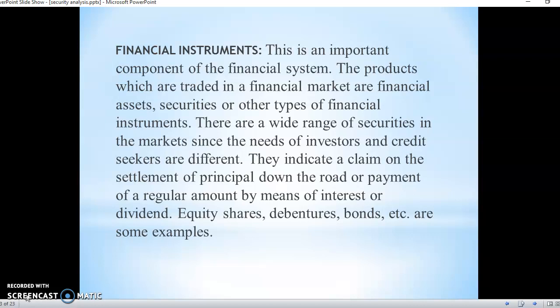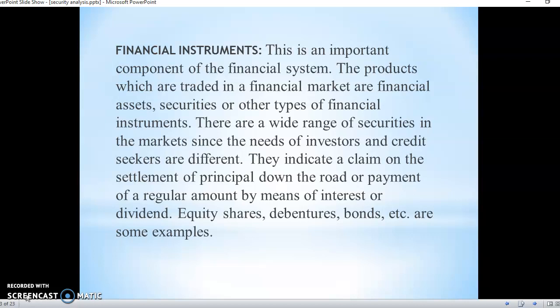They indicate a claim on the settlement of principal down the road or payment of a regular amount of money by means of interest or dividend. Some examples of financial instruments are equity shares, debentures, bonds, etc.